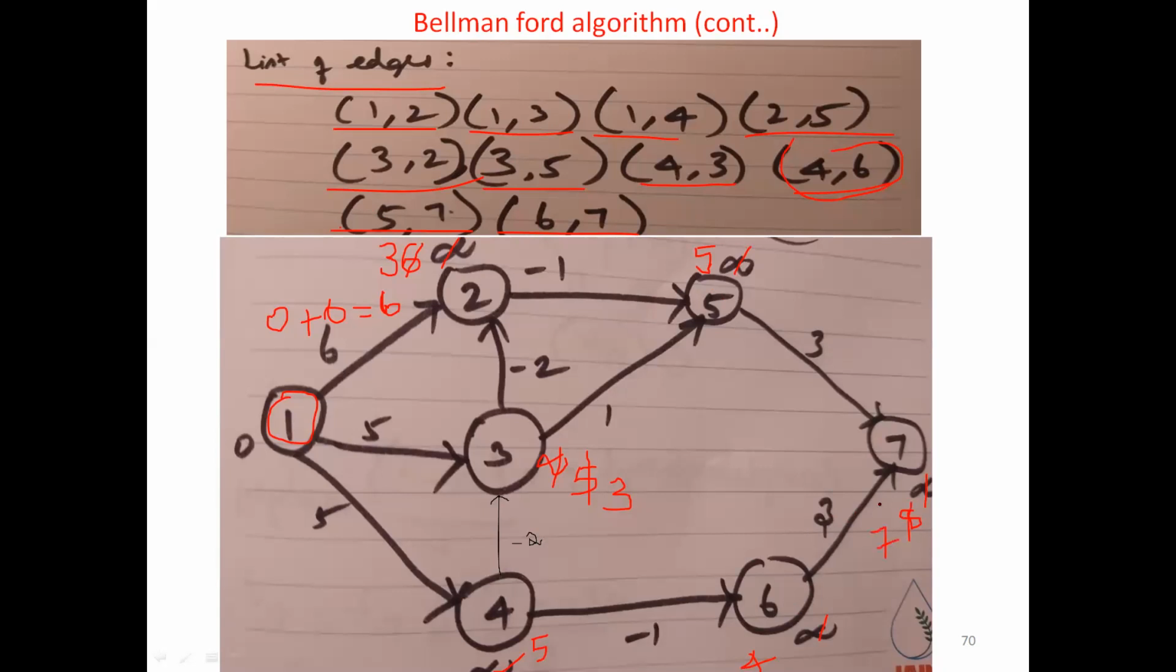So we have completed the first time. There may be other better choices also, so we have to do this until n minus 1 times. Next, I will do the second time processing of the edges. Let me do it.